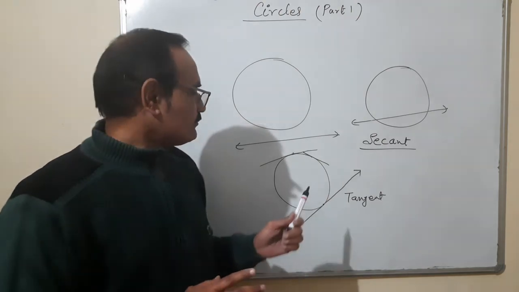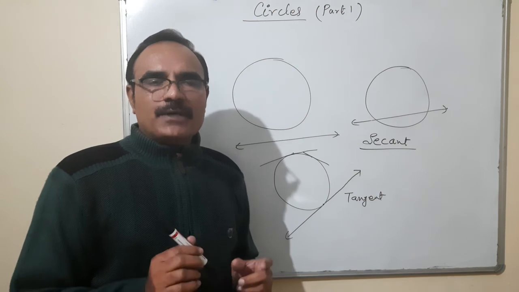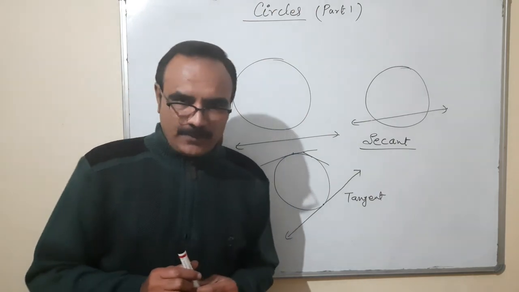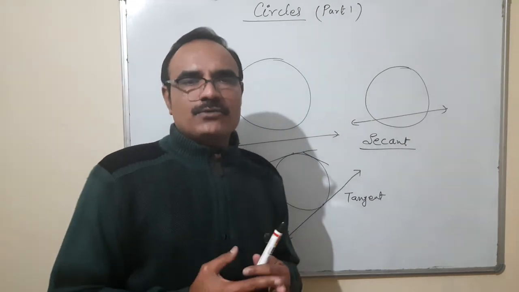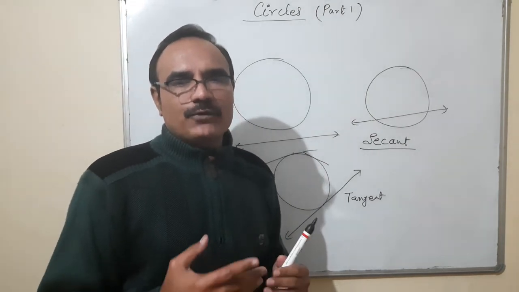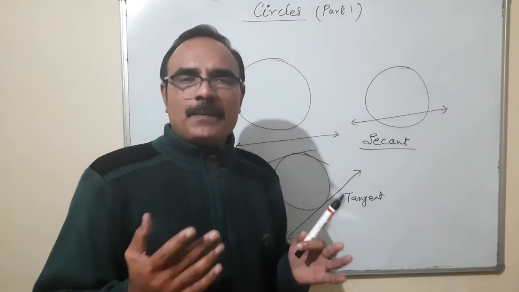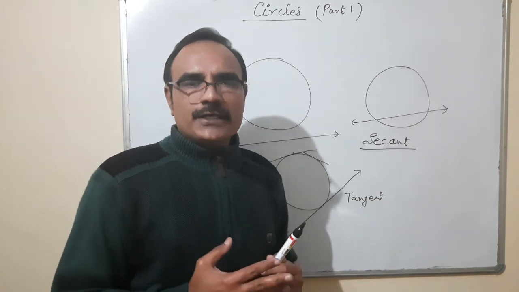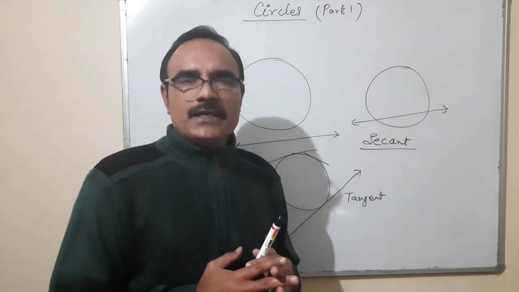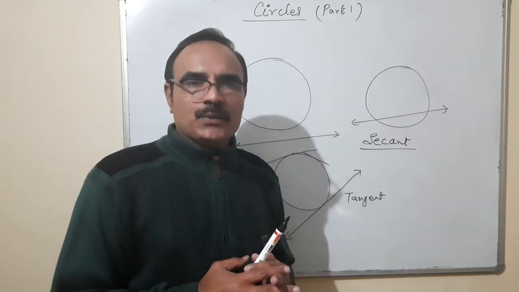In this chapter, it's a very small chapter based on 2 theorems. First let us discuss the statements of the theorems and then we are going to prove them. Theorem number 1 says a tangent to a circle is perpendicular to the radius through the point of contact. Theorem number 2 says the lengths of tangents drawn from an external point to a circle are equal.